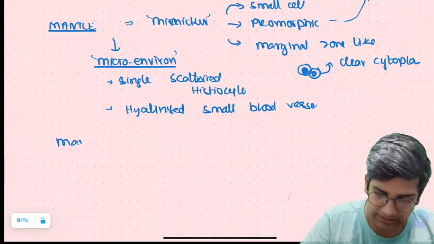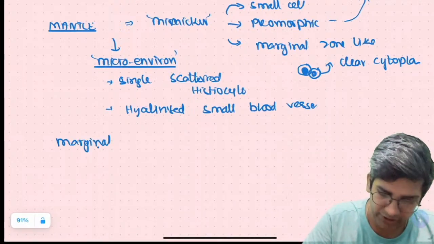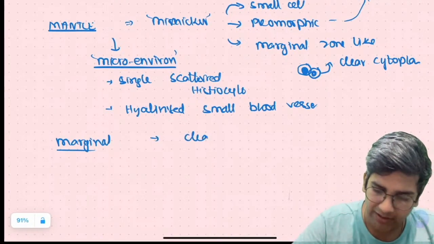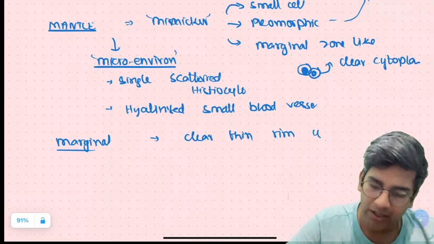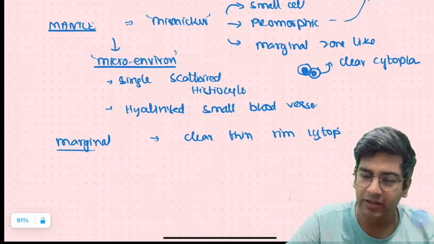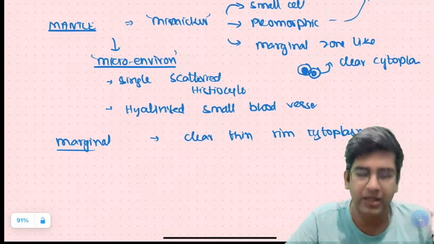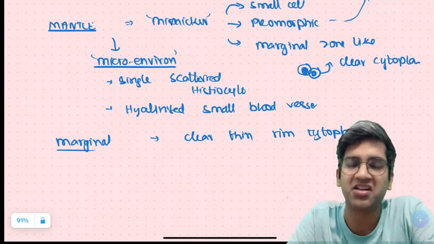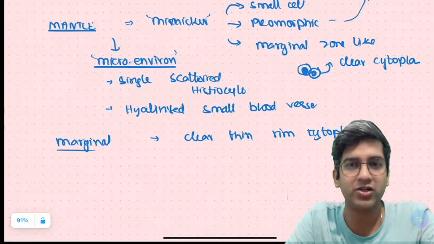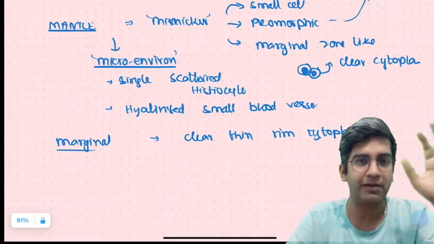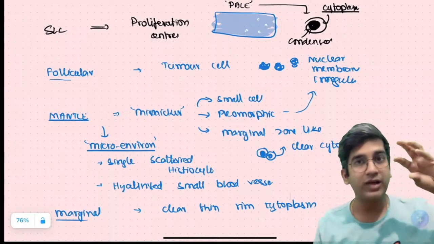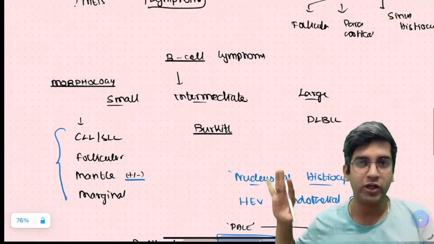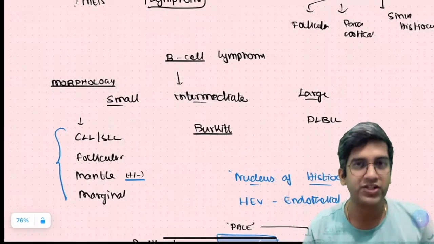Marginal, like I said, is a monotonous looking lymphoid cell with an extremely clear, thin rim of cytoplasm. But marginal is not that common. Marginal will come mostly in a maltoma, where you'll have a classical clinical history of H. pylori gastritis or something of that sort. Then it's easy to call it a maltoma. So these are four things I want you to look for when you have confirmed it's a small lymphoid lymphoma. First thing is morphological classification.